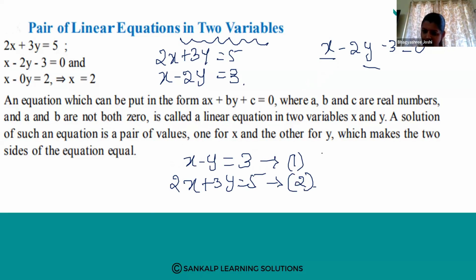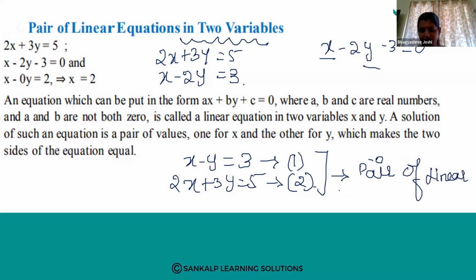So then it is called a pair of linear equations. Pair means a couple, right? Two equations at a time. Pair of linear equations. Which type of equation is it? Linear equation with two variables, right? Two variables, x and y.